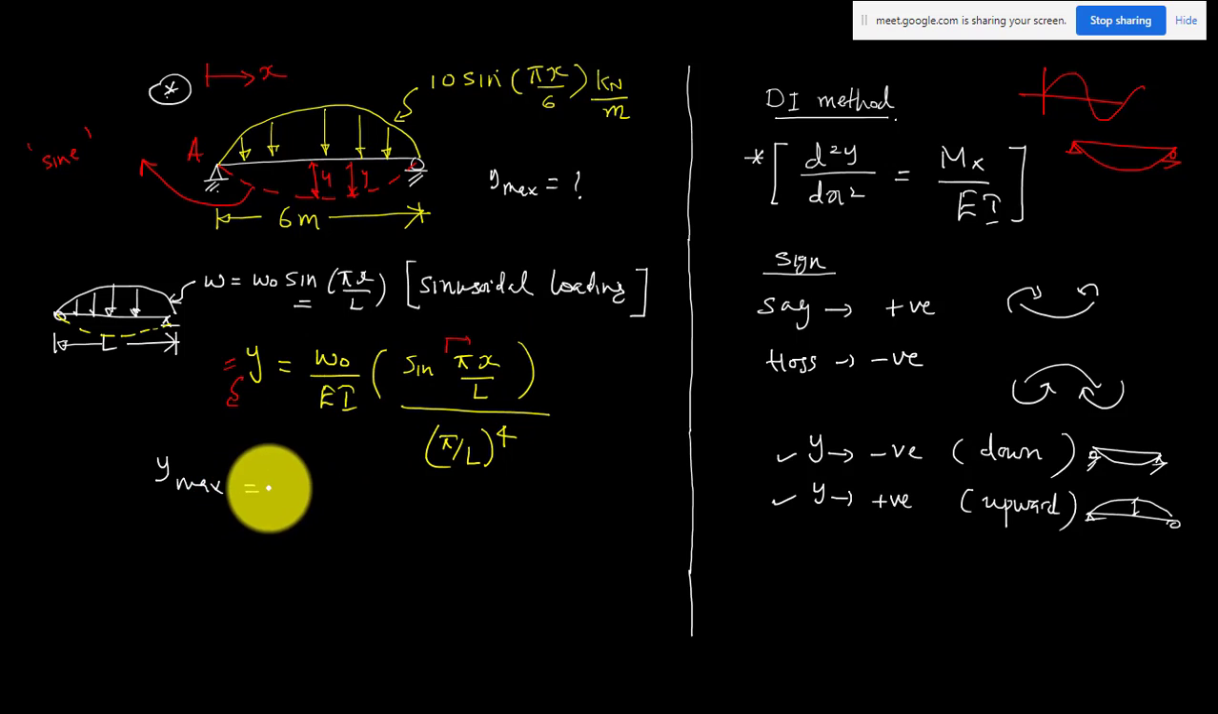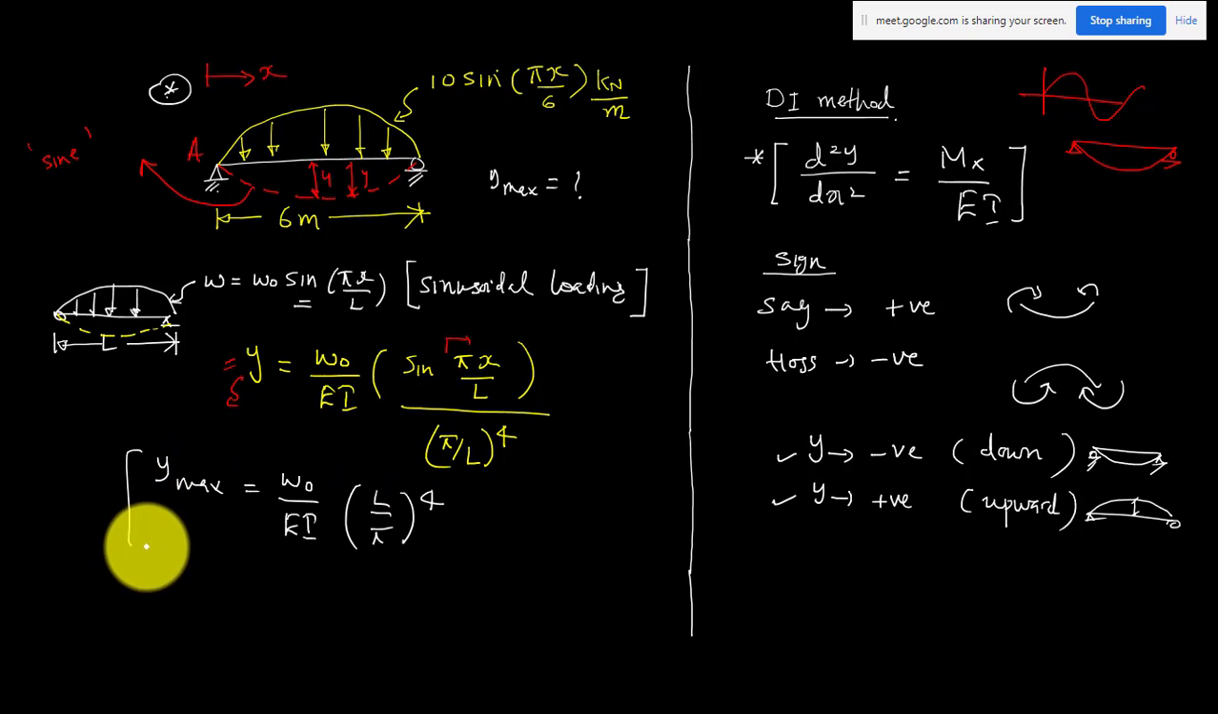So the maximum deflection will be W0 by EI divided into 1 by pi by L raised to 4. This one will become L by pi raised to 4. This will be the maximum deflection for this beam. For this beam, maximum deflection will be W0 by EI into L by pi all raised to 4. So now we can directly find the maximum deflection by using this equation.